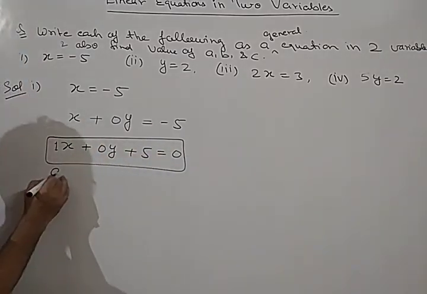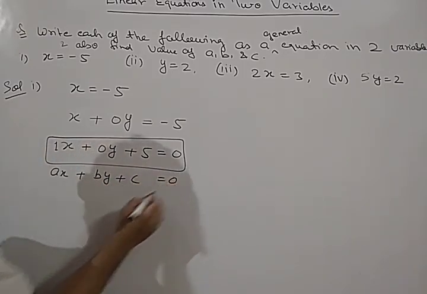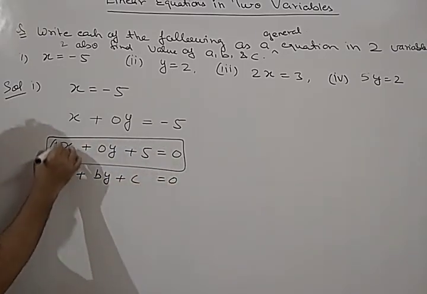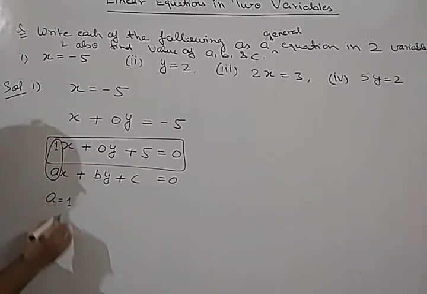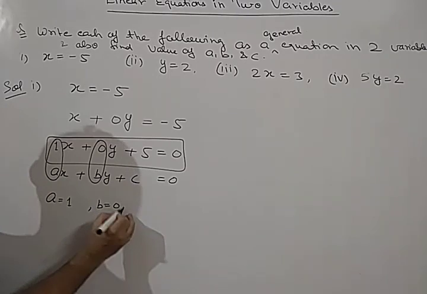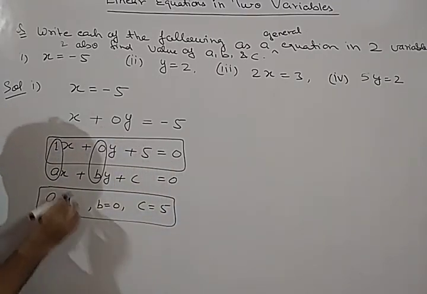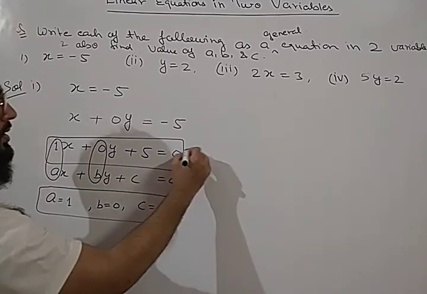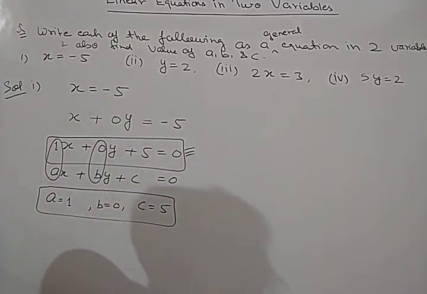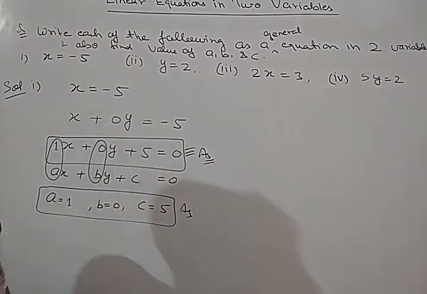Now by comparing with the general form, we will get ax plus by plus c equal to 0. And the value of a will be equal to 1. The value of b is equal to 0. And the value of c is equal to 5. So these are the values of a, b and c. And this is our general form of linear equation. This is our answer. Both of these are answers.